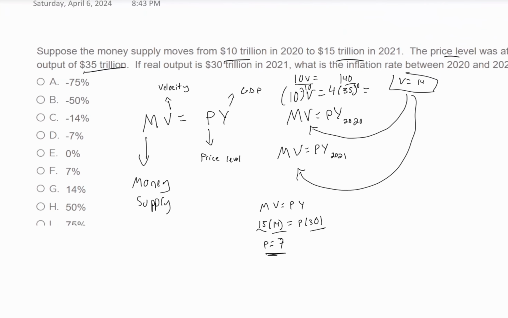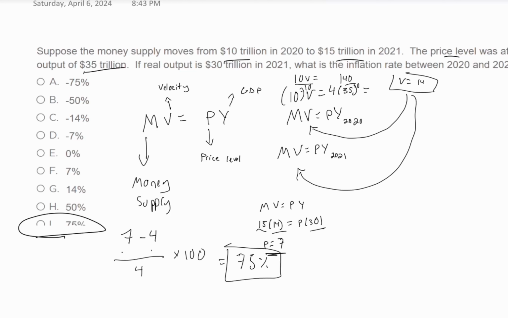Okay, so how does this help us? Well, if we know the price level is equal to 7, then we can solve for the inflation rate just using the rate of change formula. So 7 minus 4, the new price level minus the old price level, divided by the old price level, times 100. That would give us 3 over 4 times 100, which is equal to 75%. And is this increasing or decreasing? Is this negative or positive? This is positive. So the inflation rate is 75%.